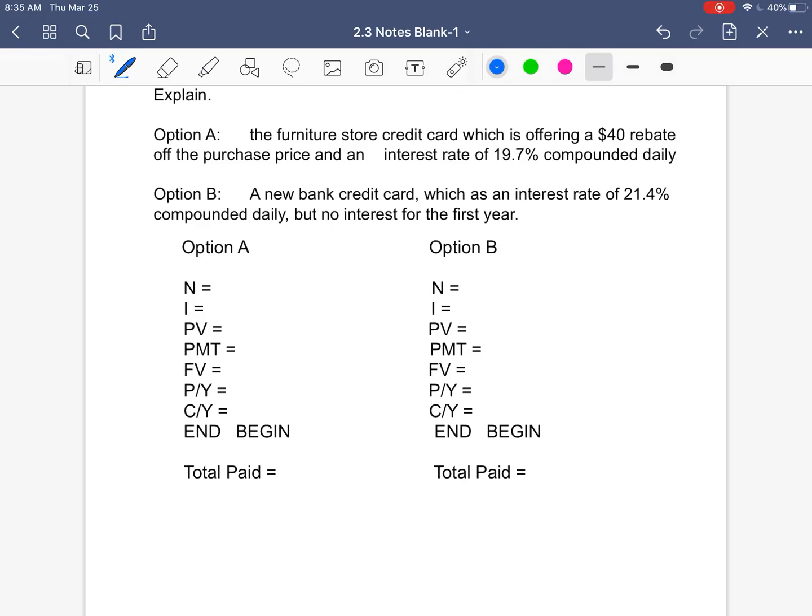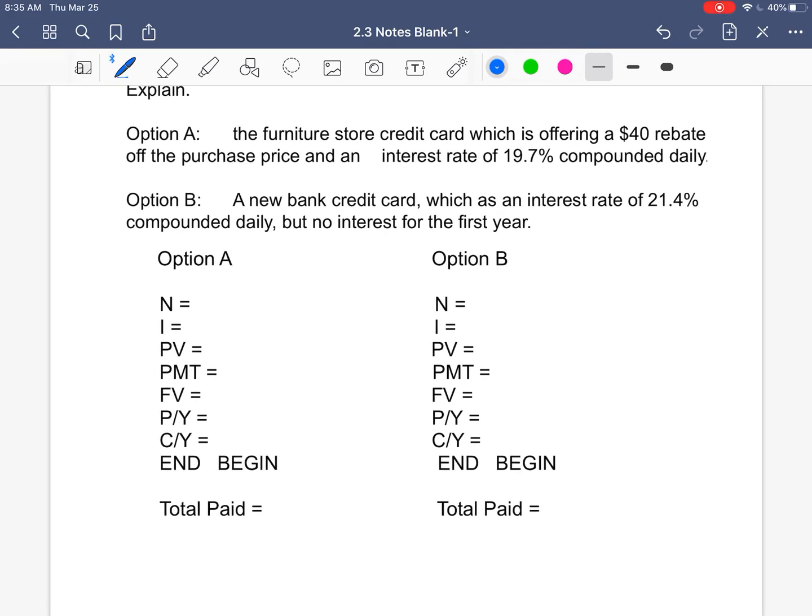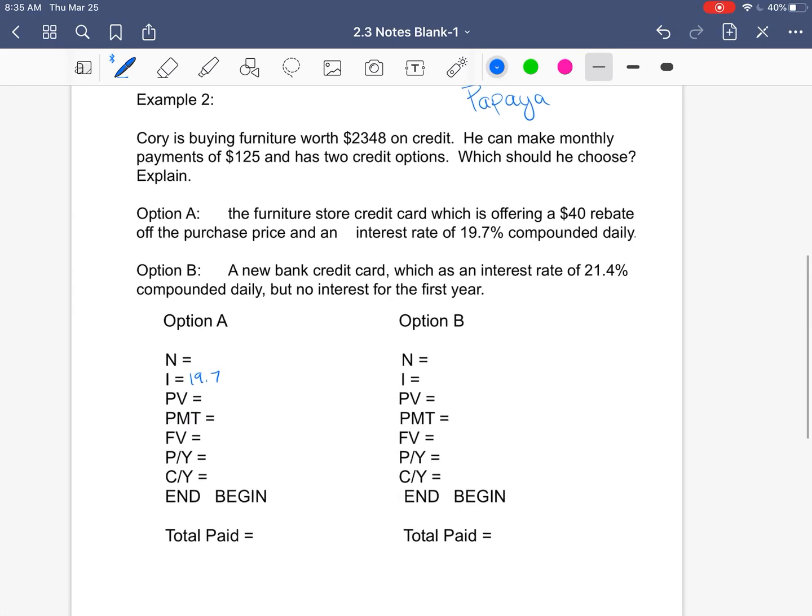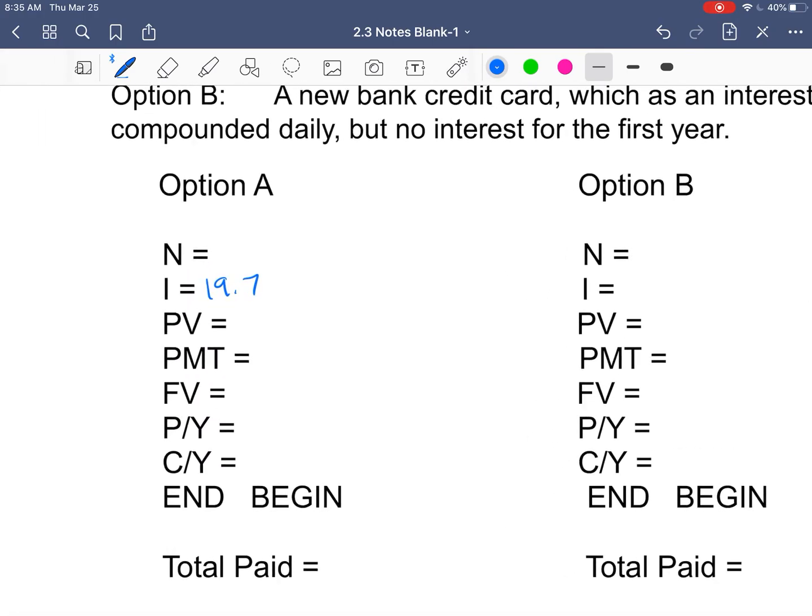Or a new bank credit card, which has an interest rate of 21.4% compounded daily, but no interest for the first year. Okay, so let's start with A. So a furniture store, we don't know how long it's going to take him to pay these off. We kind of want to figure that out. So it is offering a 19.7% interest rate. Presently, he is taking it out for $2,348, so he owes them $2,000. Ooh, no, he doesn't owe them that much. Well, we can write it like this.